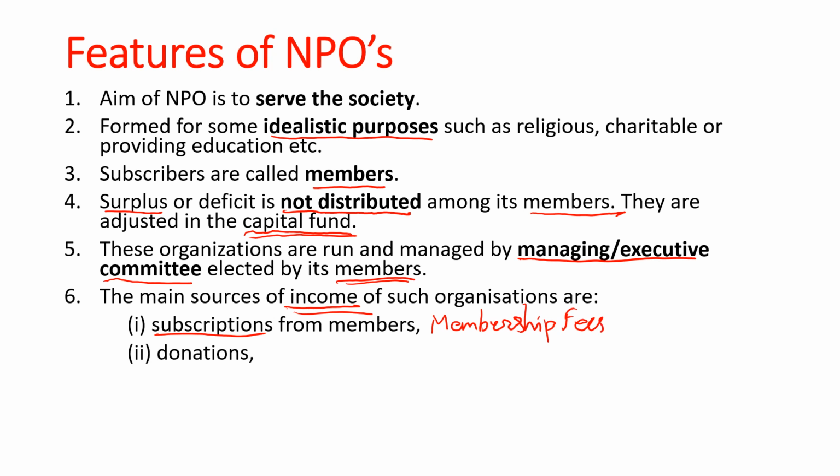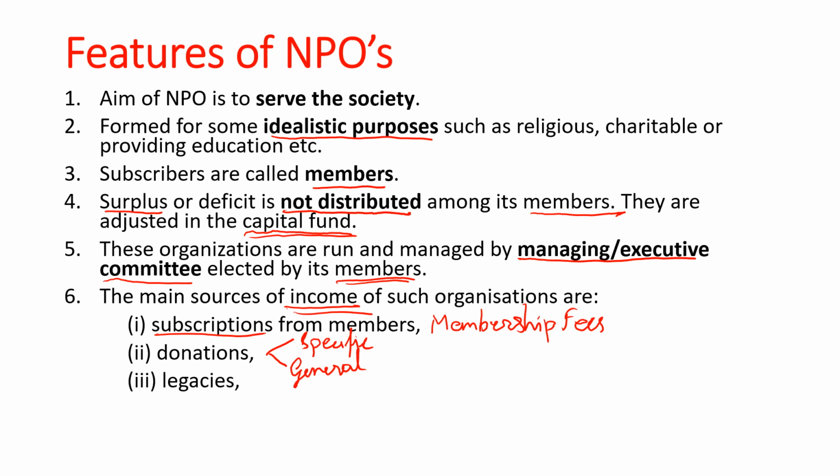Next one is donation. Donations are of two types. First one is specific. These donations are given by the donors for some specific purpose, for example, building fund, which will be given by the donors for the development of the building. Next one, general donation. General donations are the donations given by the donors without mentioning the specific purpose or the utilization of such fund.